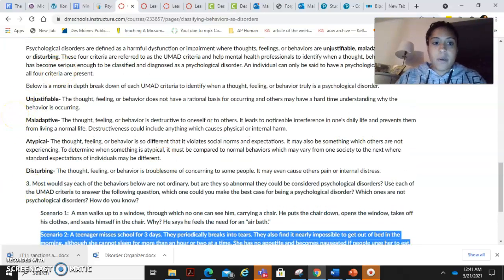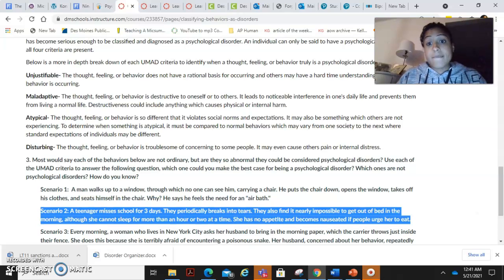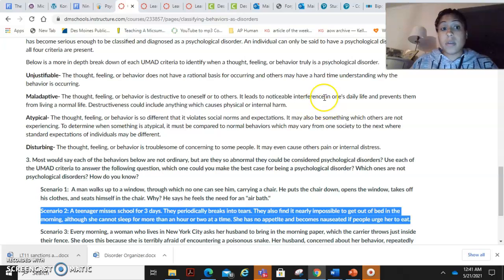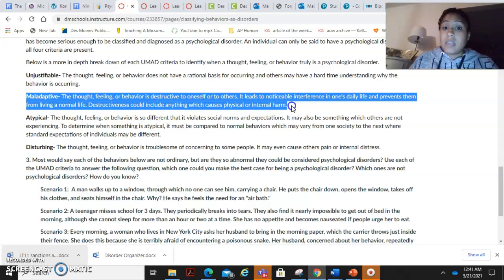Is it unjustifiable? Having a hard time understanding what's going on, right? Okay. This came out of the blue. Nothing really happened that set this into play. Maybe it's unjustifiable. That's a tough one. Is it maladaptive? Is there an interference in the person's daily life? Absolutely. Can't get out of bed. It's not going to school. Missing school, which is a part of that girl's life, okay?